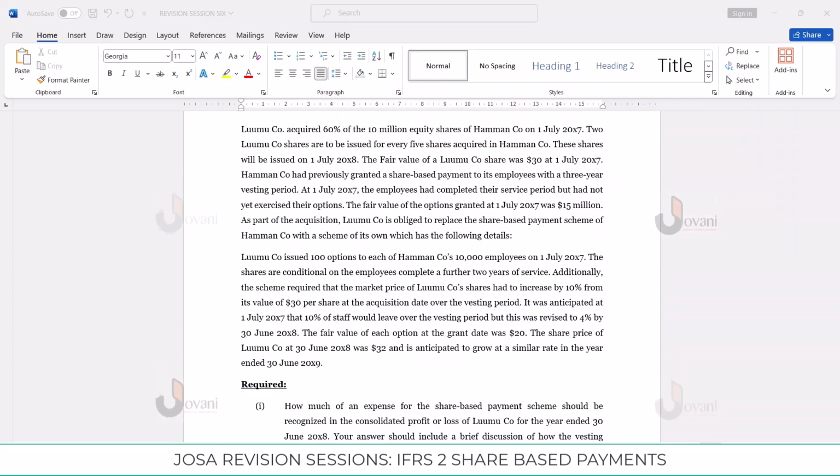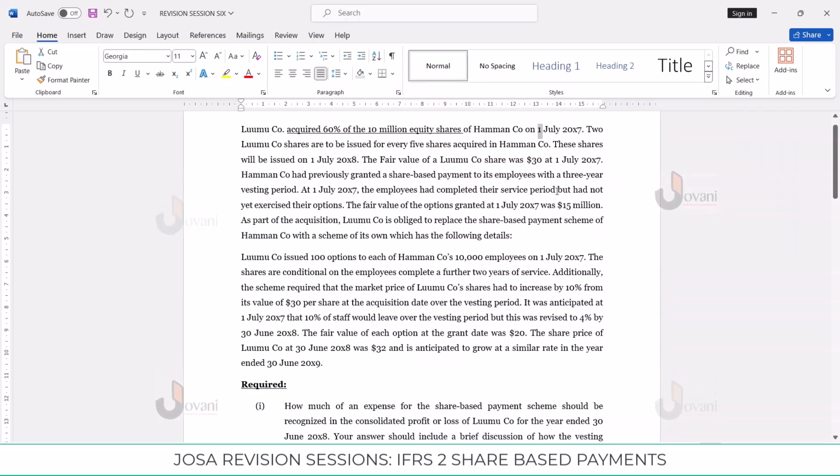We can go through. L acquired 60% of 10 million equity shares of H on 1st July 2x7. So this one is a group accounts question. It is important for you to know that it acquired control over H because it has over 60%. But it is also important to know the date. On 1st July 2x7.